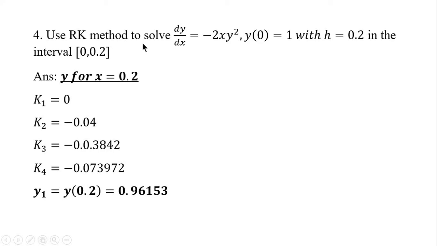Problem 4. Use Runge-Kutta method to solve dy by dx equal to minus 2xy square, where y at 0 is 1 with h equal to 0.2 in the interval 0 to 0.2. Here also, since h is 0.2, within one step we are going to find the solution. So take k1, k2, k3, k4 and then find out y1. We get this answer.